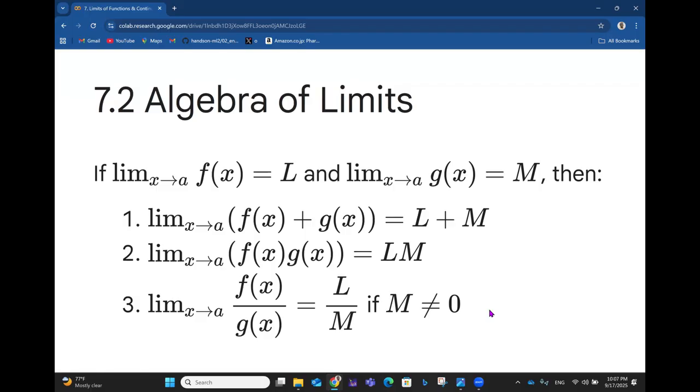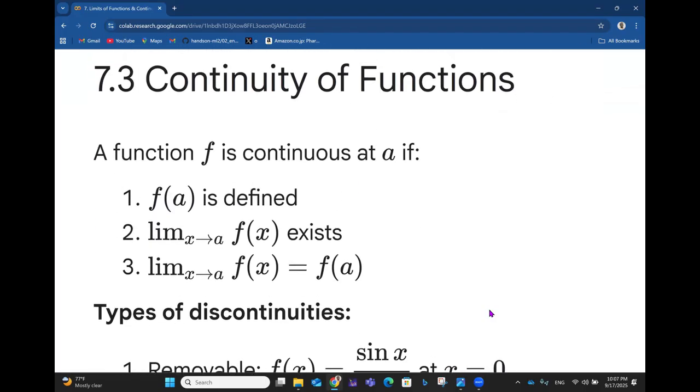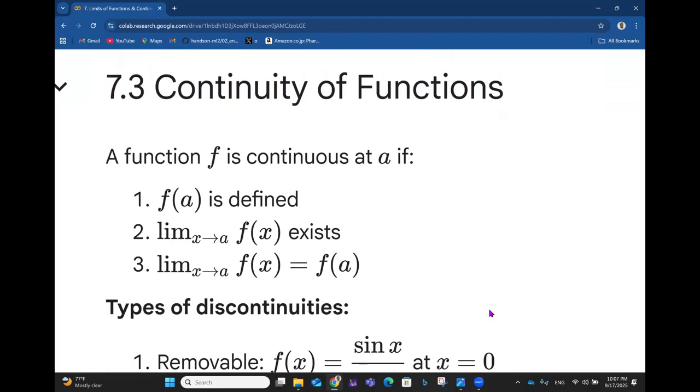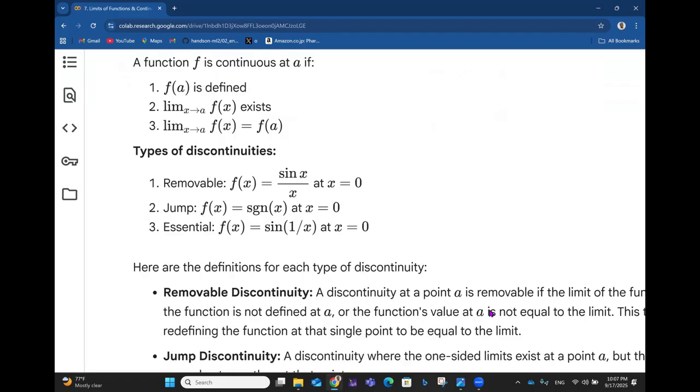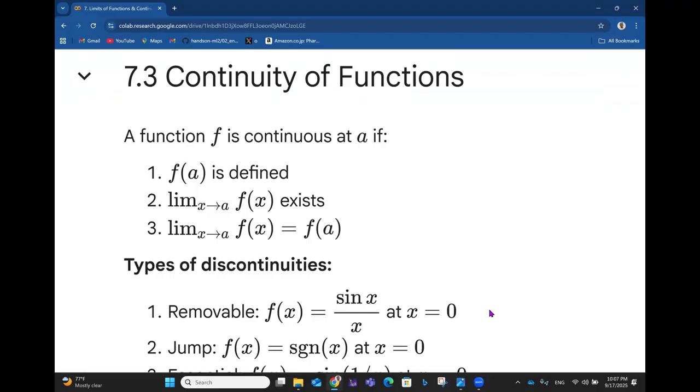So in essence, you're saying that the limit of a quotient is the quotient of the individual limits of the functions involved. So that talks about the algebra of limits. And then that takes us to the idea of continuity of functions. Let me just focus on this first.